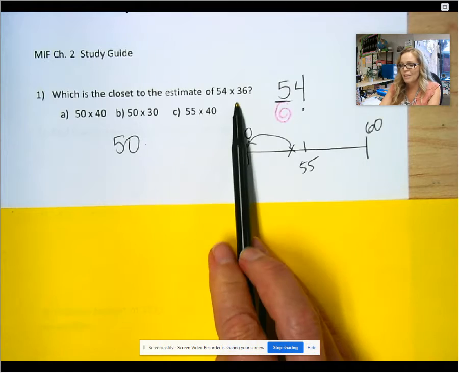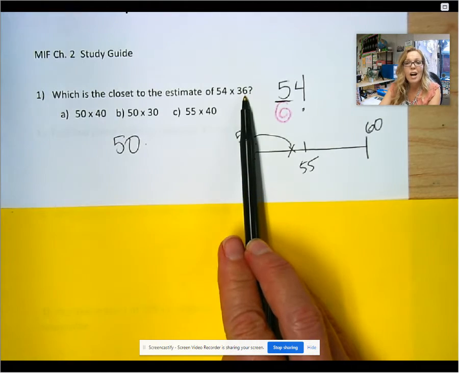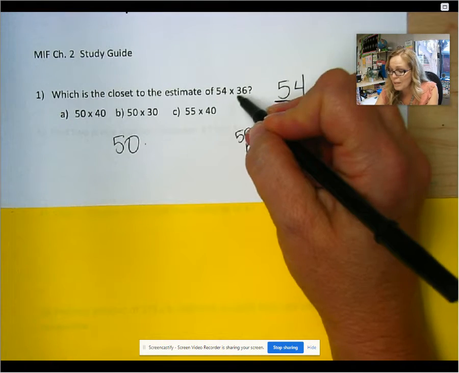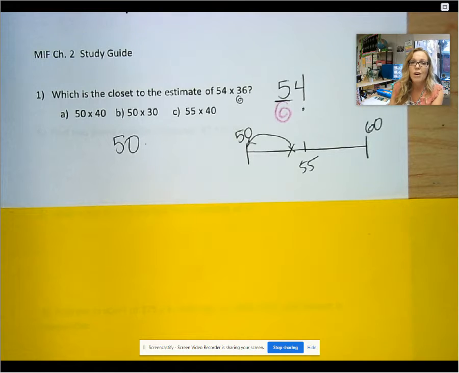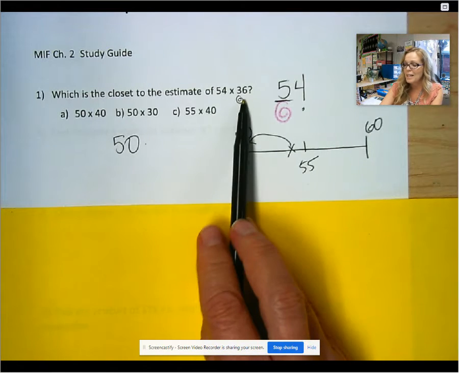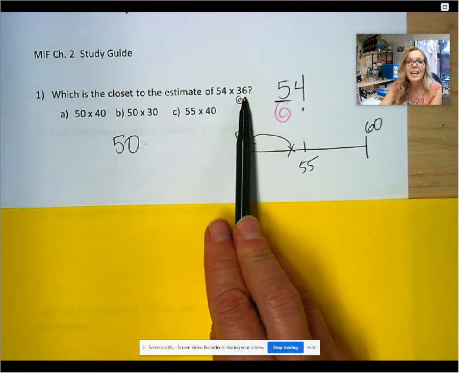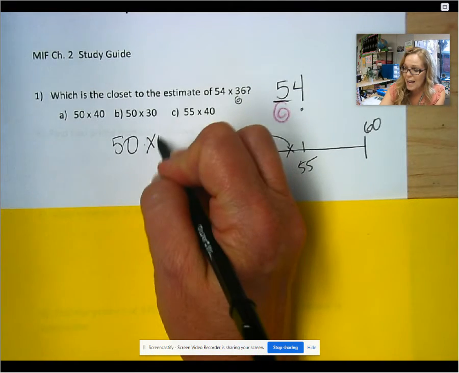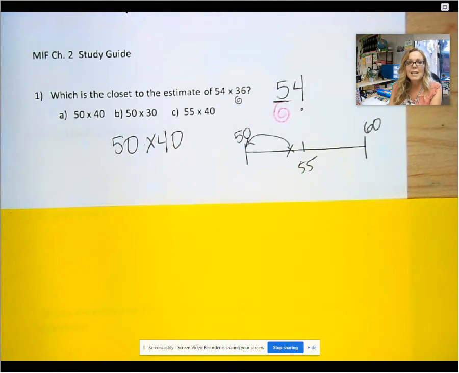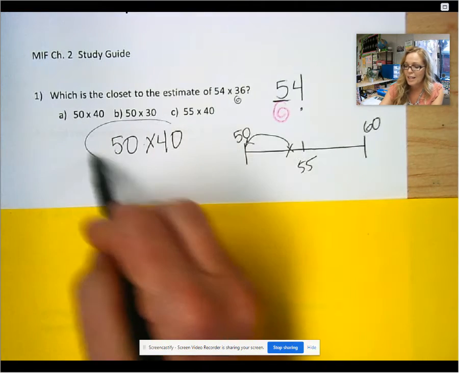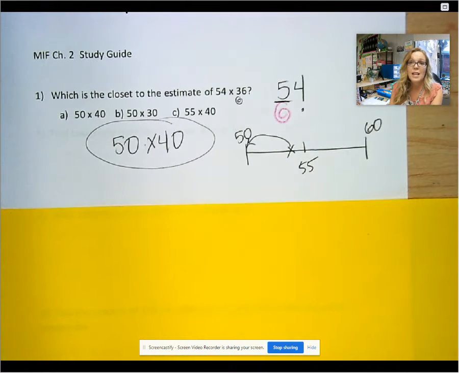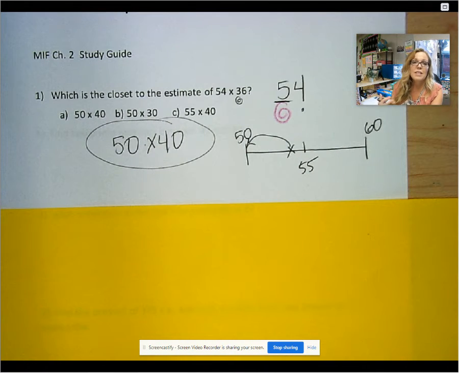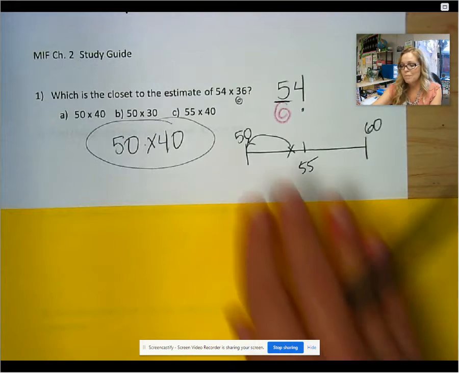And then when I look at 36, I think automatically, again, target number is going to be in the tens column. And that 6 already is telling my target number, hey, climb the vine, you're going up. So if I had to estimate, the closest estimate for this would be answer A, 50 times 40. Now that's if I'm using rounding, right?